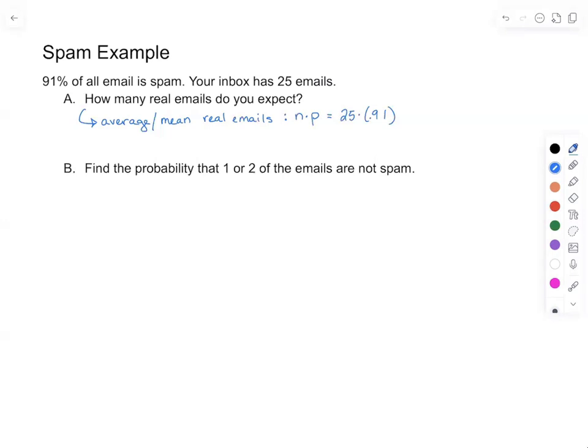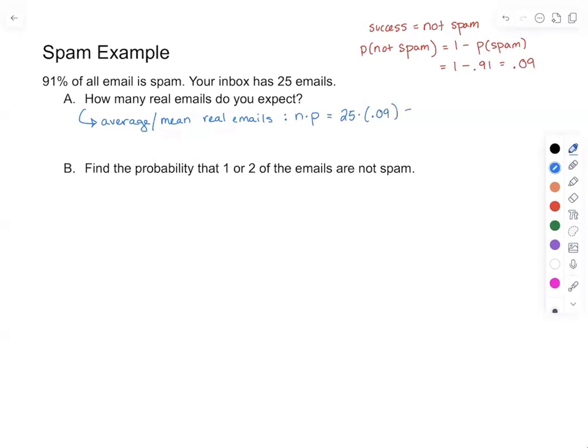Oh, except I want to do that they're not spam. Whoops. Which makes sense because for me, when I answer my email, success is definitely a real email, right? It's not spam. So we want success here to be not spam. So the probability of not spam is 1 minus the probability that it is spam, which is 1 minus 0.91, which is 0.09. So to figure out this average, I want to do 25 times 0.09. That's how many real emails I'm getting.